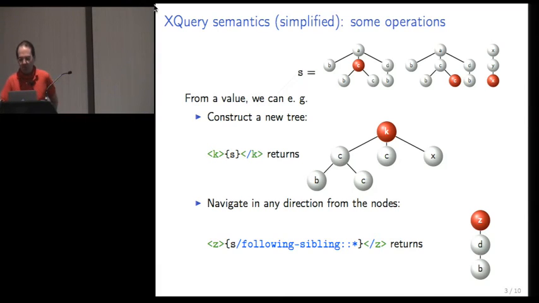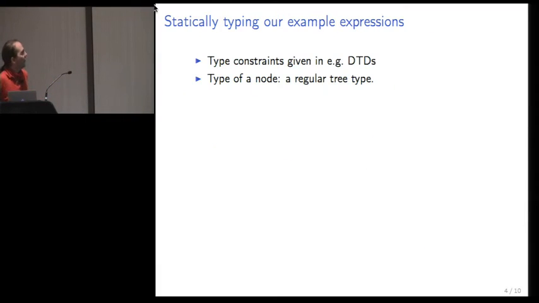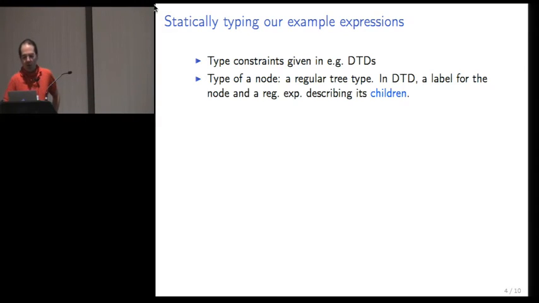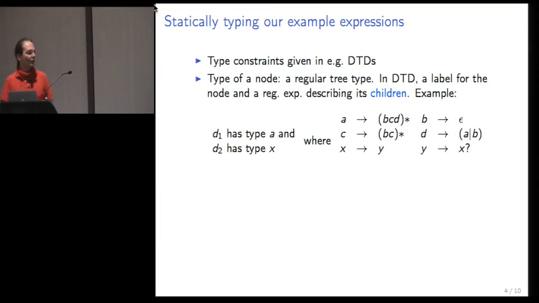And then you want to type that. What you have is a set of type constraints which take the form of regular tree types. I'll take the example of DTD, which is simpler. In DTD, the type of a node is determined by its label. Each label is associated to a regular expression of children, which represents all the sequences of children which are allowed for a node with this label.